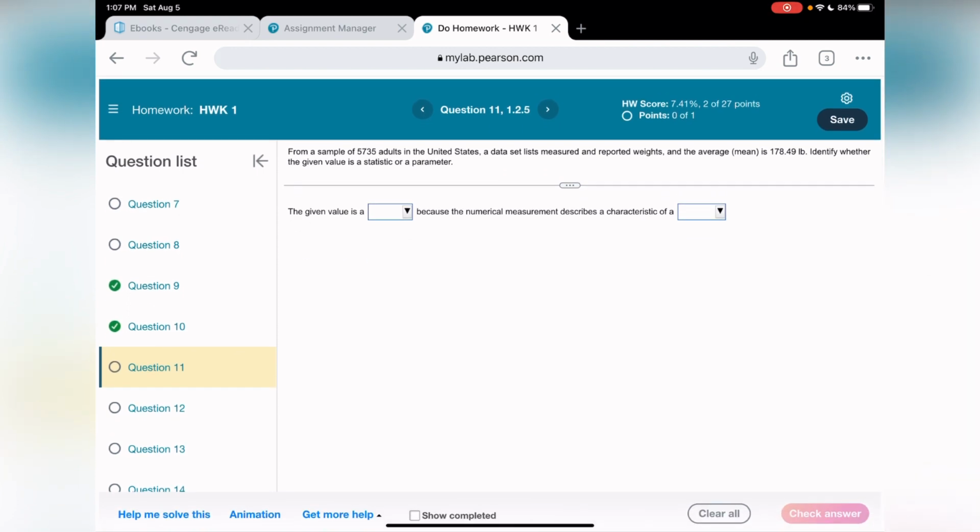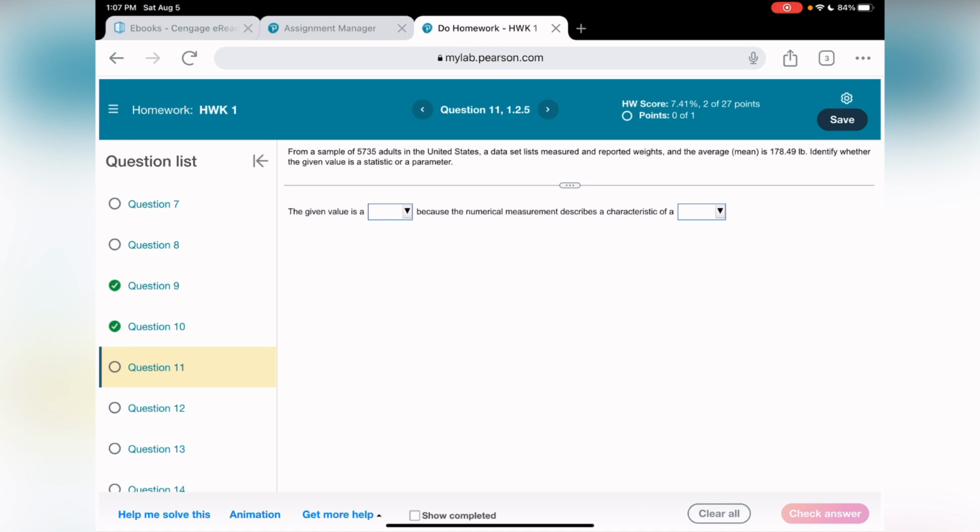Okay, from a sample of adults in the United States, a data set lists measured and reported weights, okay? And the average, the mean, is 178.49. Identify whether the given value is a statistic or a parameter.